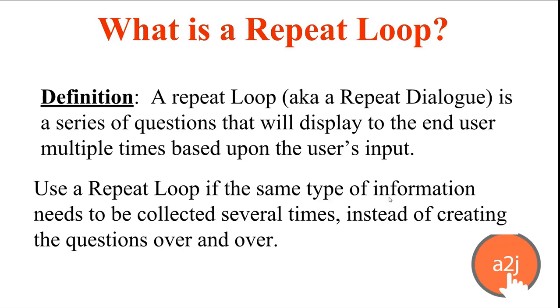Commonly, a repeat loop is used when you want to collect information about multiple children, and you want to ask a series of questions about each individual child. Or you can use it to collect income information, asking for sources of income one at a time, expenses, asking for each expense one at a time, or perhaps assets that need to be dispersed in a divorce. You can ask for information about each one of those assets one at a time without having to create multiple series of questions for the same information.